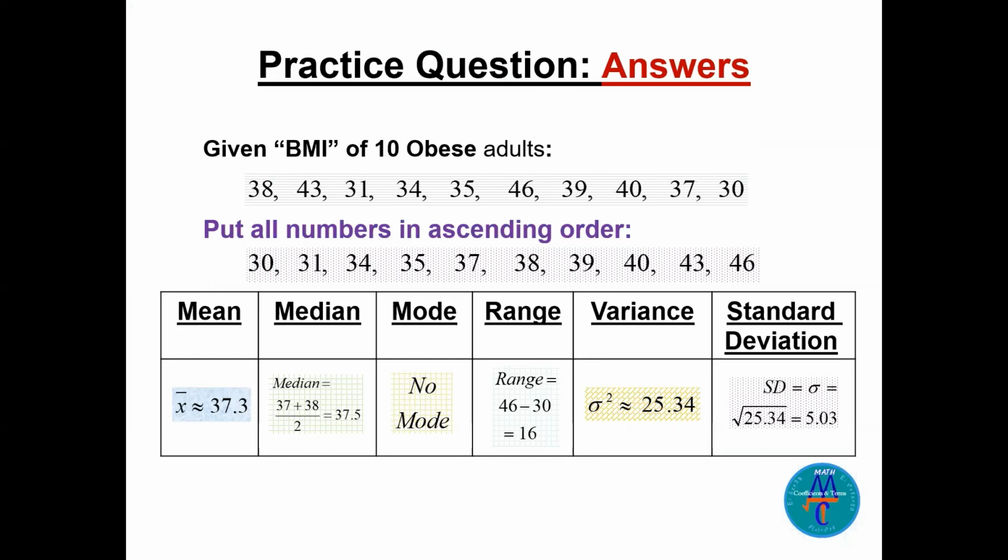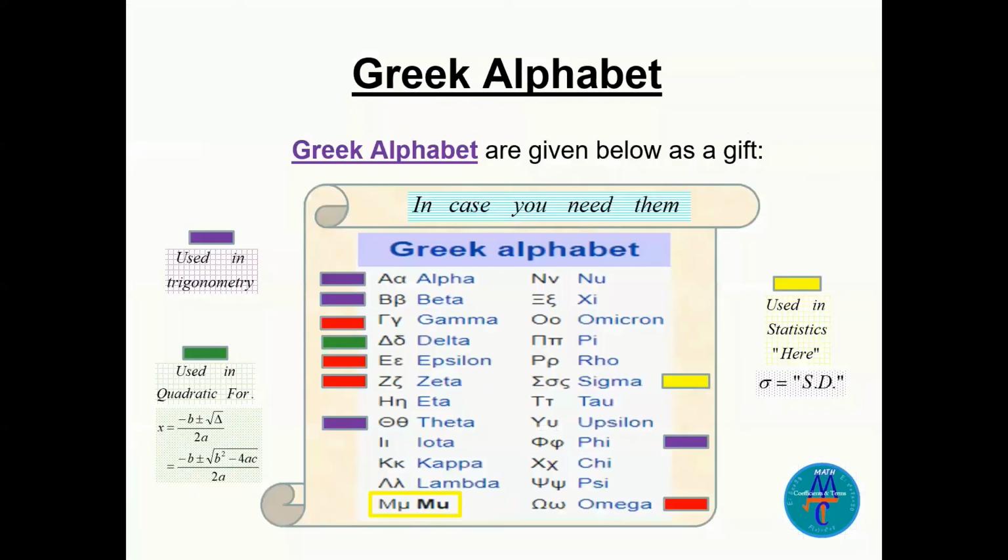Check videos 28 and 29 for all these definitions. The mean, you will find many examples. The median, the mode, the range, the variance, and the standard deviation. Here, the standard deviation is 5.03 for these 10 obese adults. And this is the Greek alphabet I have put already in part 28. You can see these Greek letters we can use in trigonometry, in the quadratic formula, in statistics: alpha, beta, gamma, delta, epsilon, zeta, theta, lambda, sigma, omega, etc.